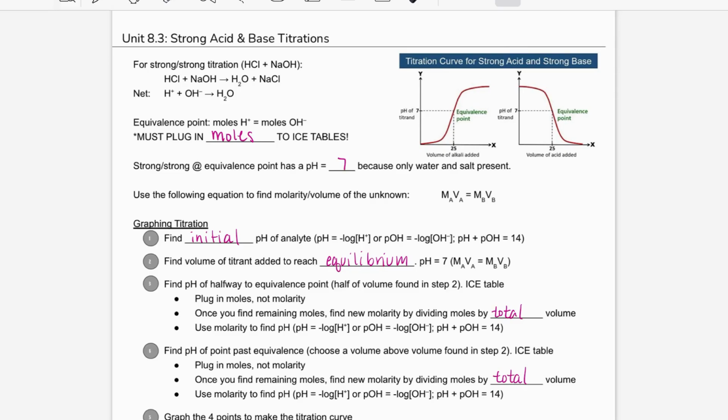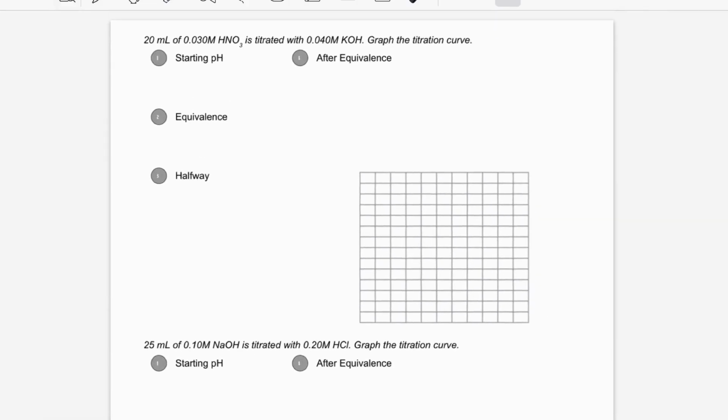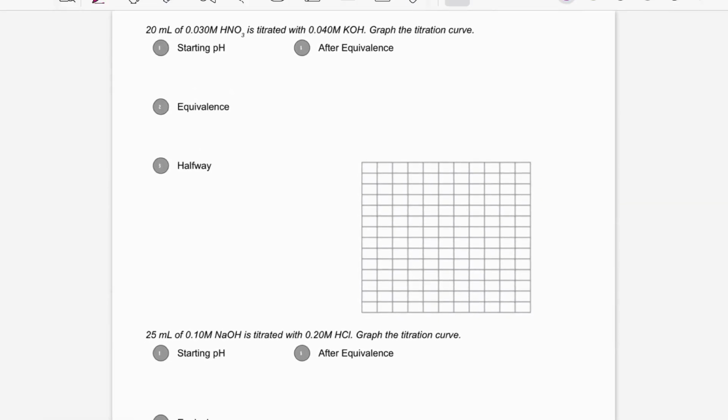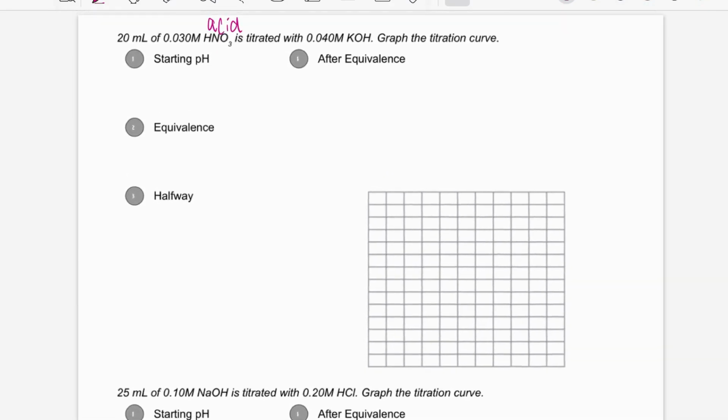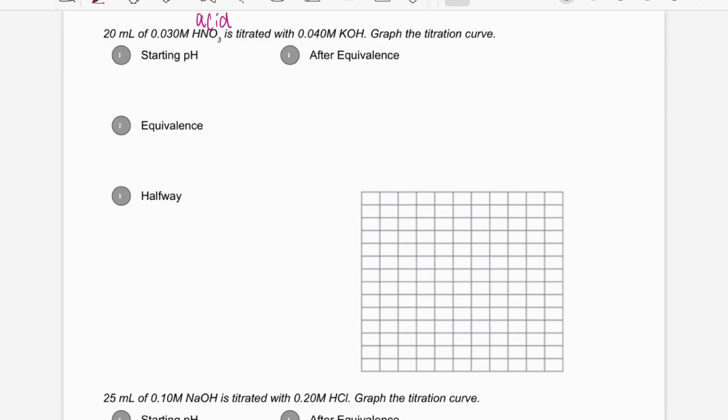So let's go into an actual practice problem of this. We have 20 milliliters of 0.030 molar HNO3. So this is an acid. And it is titrated with 0.040 molar KOH. And we're going to graph this titration.